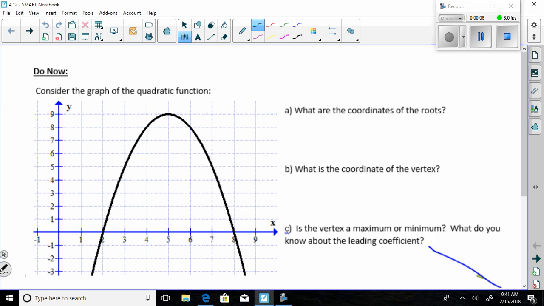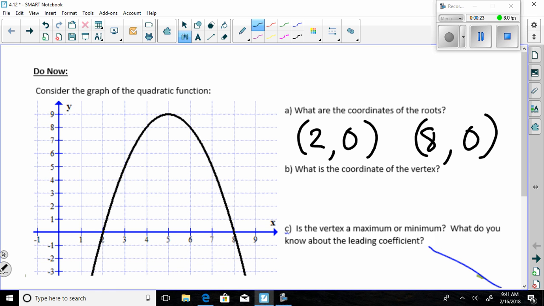Raise your hand and tell me, what are the roots, or what do roots even mean? Camilla? X-intercepts, right? So, Camilla, what are the X-intercepts here, or the roots? Perfect. 2, 0, and 8, 0.